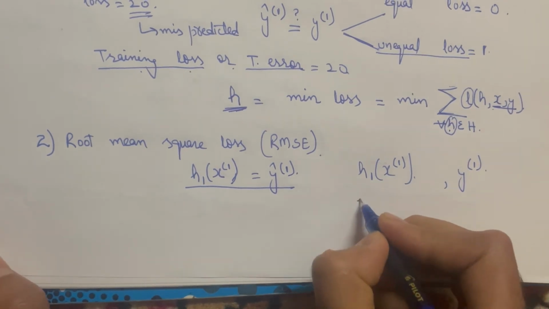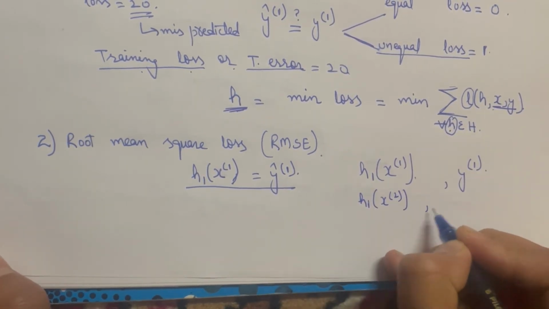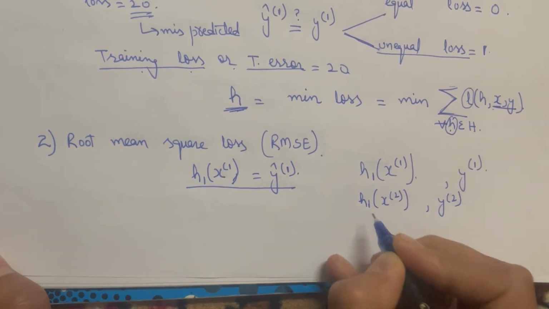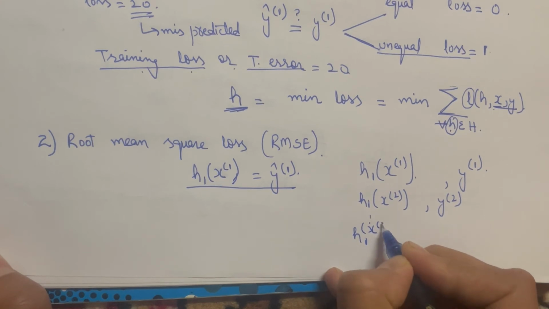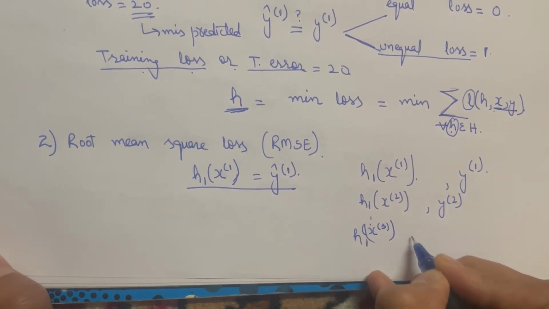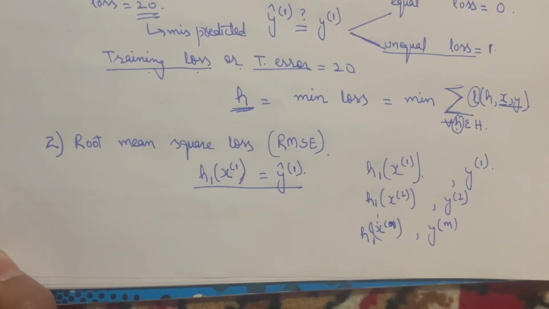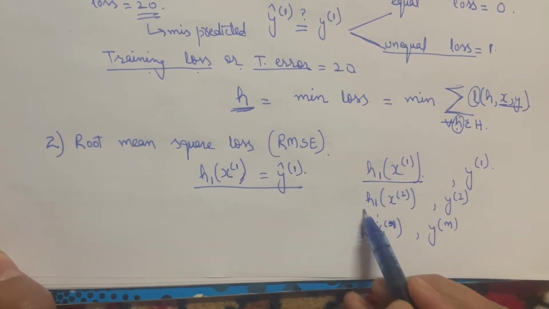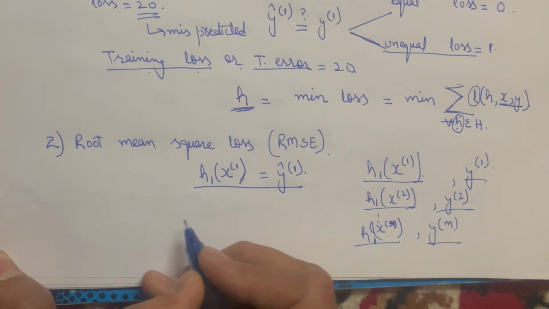Similarly, we will calculate for x2, and this is our actual. Likewise for x3 through xm. Okay, so this is our prediction and this is the actual. Then we will calculate their difference.